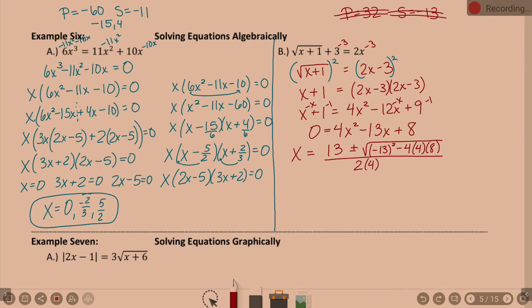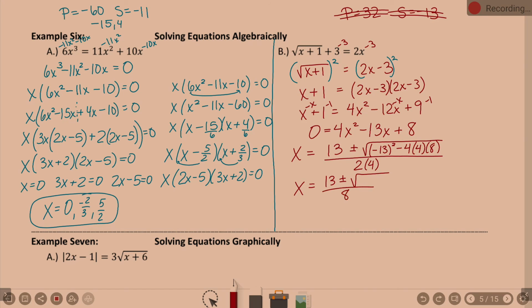Okay, I used A as 4, B as negative 13, and C as 8. I didn't tell you those numbers as I filled them in. I figured you would figure that out. Indeed. Okay. I would definitely clean it up. 13 plus or minus the square root of something over 8.